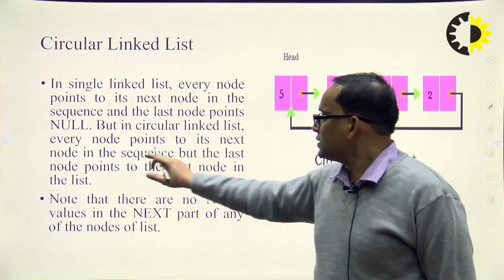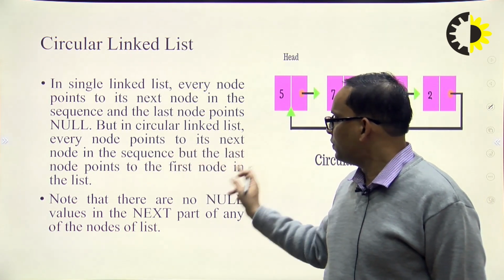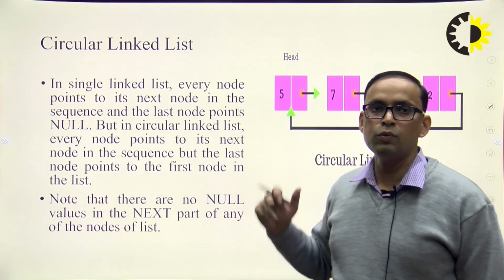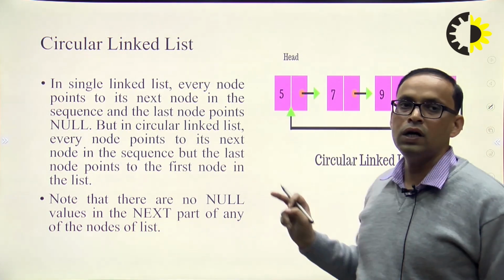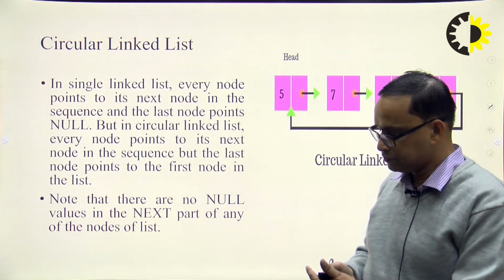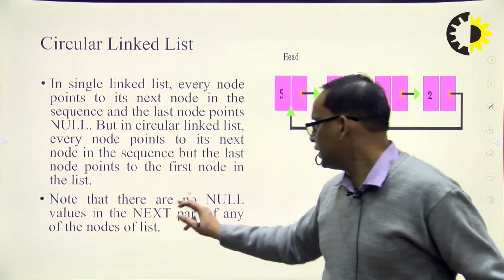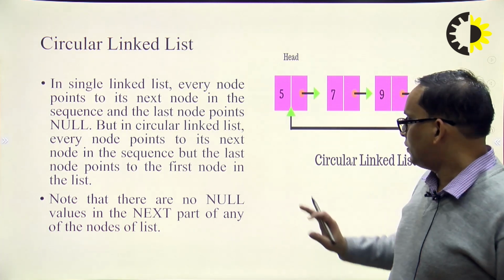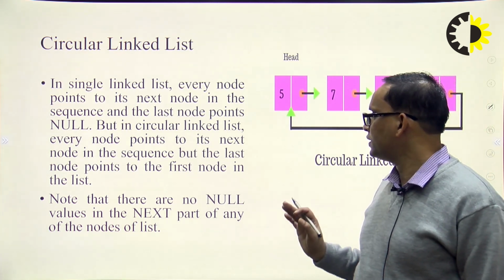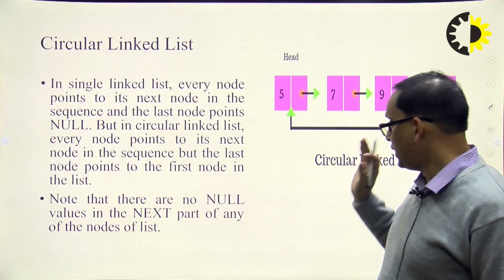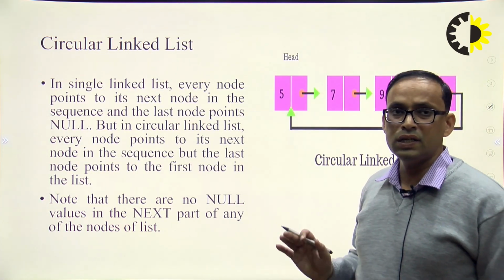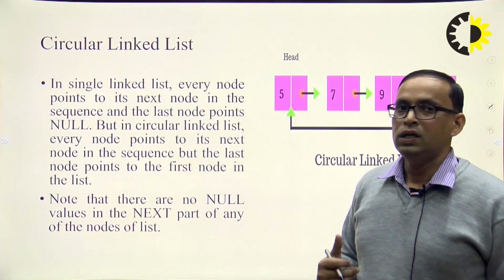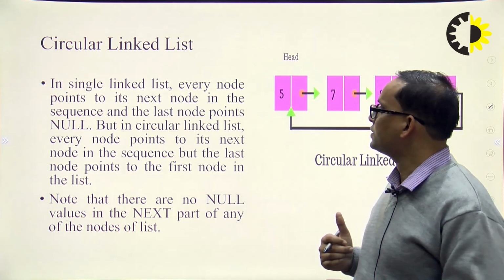So in circular linked list, every node points to its next node in the sequence, but the last node points to the first node in the linked list. It means the address field or the next pointer of the last node contains the address of the first node. Note that there is no null value in the next part of any node. This is another advantage of circular linked list: no address field of any node contains null. Every address field of every node is utilized to point to the next node in the linked list.